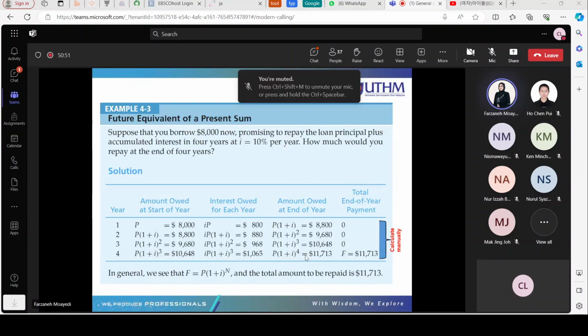So the same thing is going to happen for the fourth year, and then the total is going to be 11,713. So at the end of 4 years, you're going to be repaying 11,713.